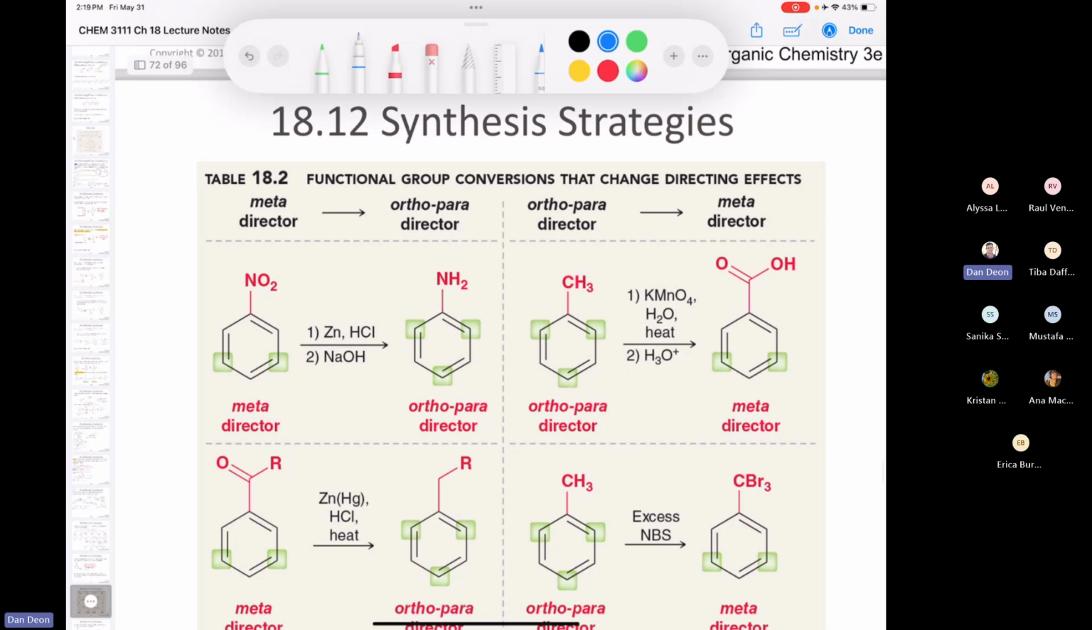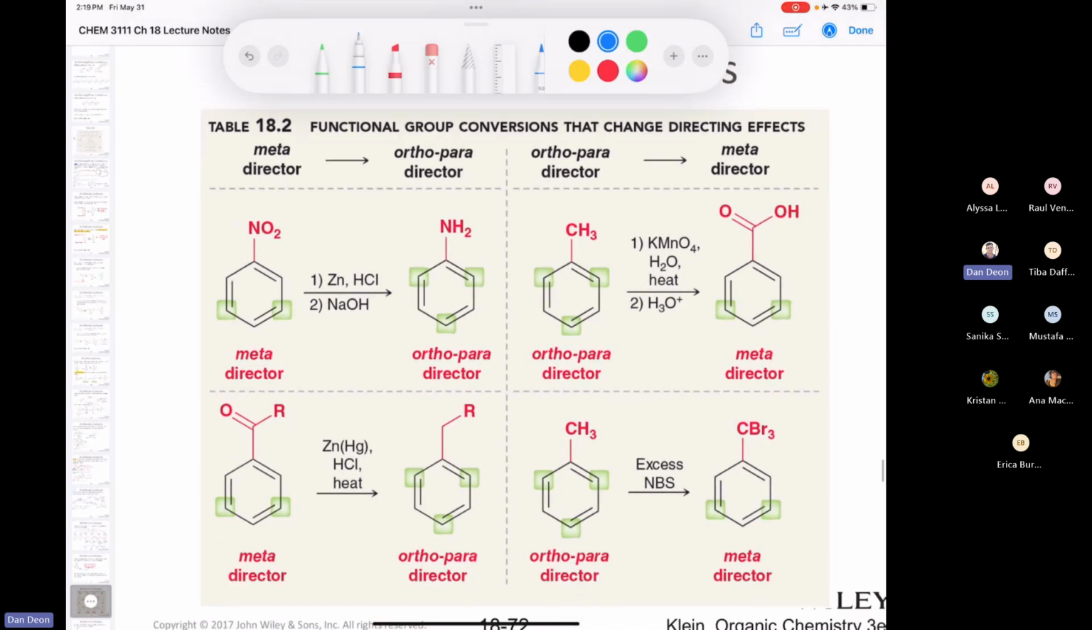As I was trying to tell you before, what's cool about some of these transformations is that you take ortho para directors, like an alkyl group, and then you turn it into a meta director. You see that here as well. I showed you this one. And then you can also take a meta director and convert it into an ortho para. With an acyl group, it's meta directing. Then if you do a Clemmensen reduction, you convert it into an ortho para.